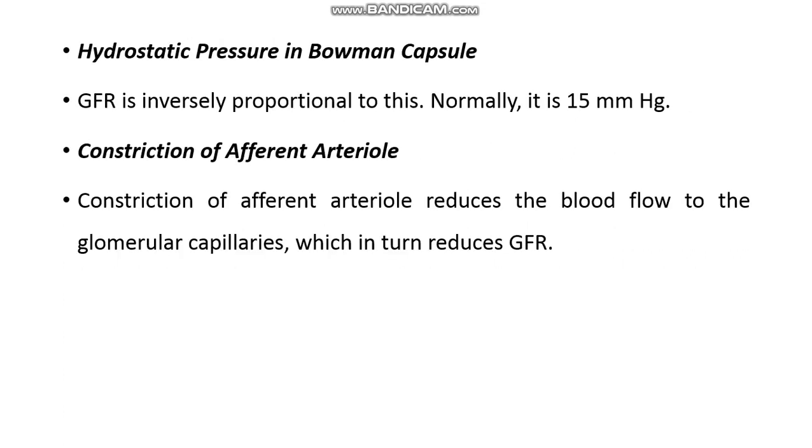The next factor, the fifth factor which affects GFR, is hydrostatic pressure in the Bowman's capsule. As we have already discussed, GFR is inversely proportional to this, because this hydrostatic pressure is one of the opposing pressures for the filtration process. Normally its value is 15 mm of Hg. The next factor is constriction of afferent arterioles. Constriction of afferent arteriole reduces the blood flow to the glomerular capillaries, which in turn reduces the GFR.